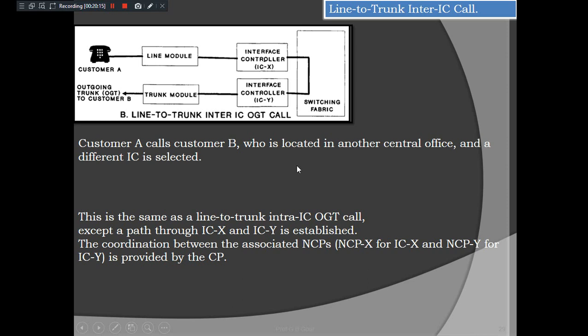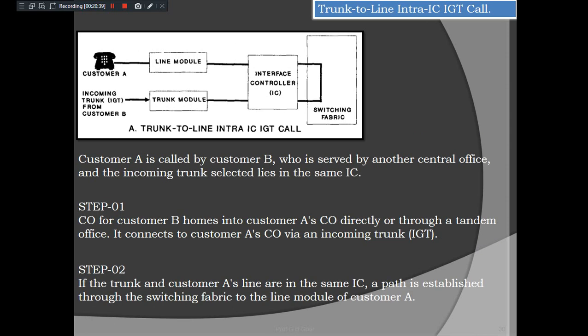So this is a very important part we have covered: system recovery and these different simple call through modules: line to line intra IC, line to trunk intra IC OGT call, line to line inter IC, line to trunk inter IC OGT call, like that. Okay. So another one, this one we left here. This is quite different here.